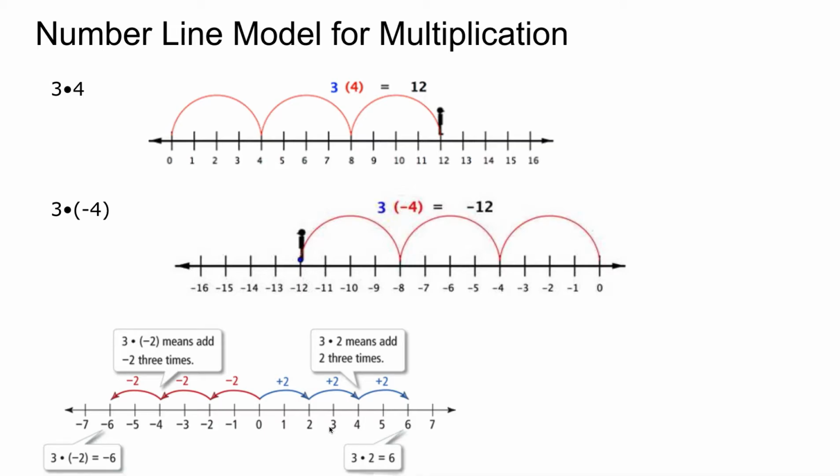Okay, so here's another example. If we are doing 3 times 2, we know that we are moving to the right by 3 times, and each jump you have 2. So we have 2, 2, and 2. Right? We are adding 2 three times. If we are doing 3 times negative 2, we are adding negative 2, negative 2, and negative 2. So we are adding negative 2 three times. Right? That's the same meaning here.